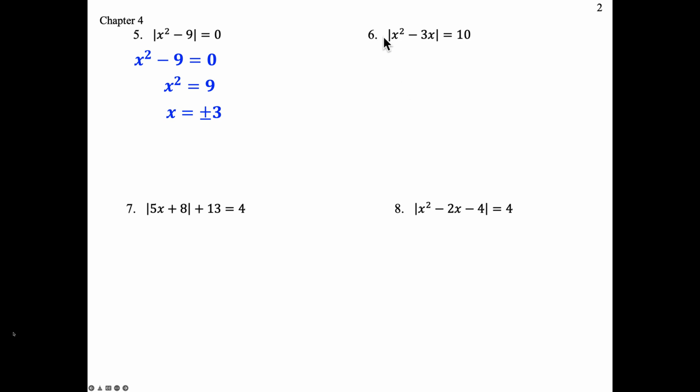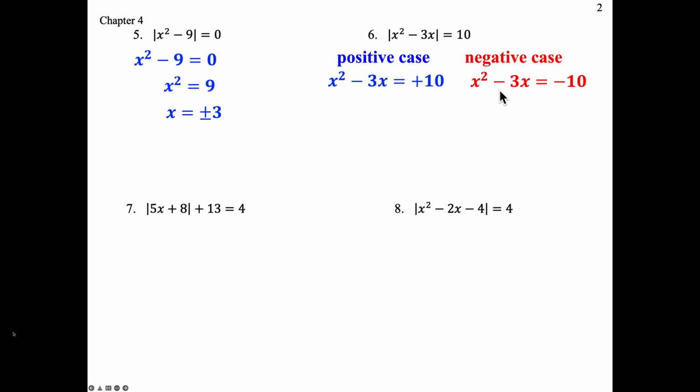Number 6, another x squared minus 3x in the absolute value bars. It is isolated. It's equal to 10, so we'll make a positive case: x squared minus 3x equals positive 10, and we'll make a negative case: x squared minus 3x equals negative 10. All right, let's solve the positive case.